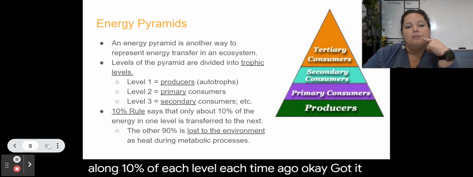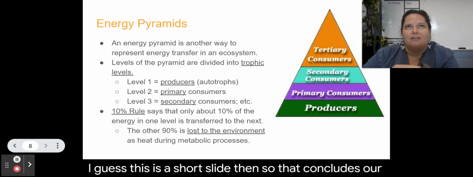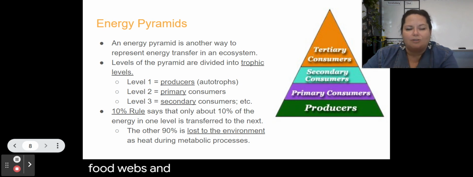Oh, I guess this is a short slide then. So that concludes our food webs and energy flow.